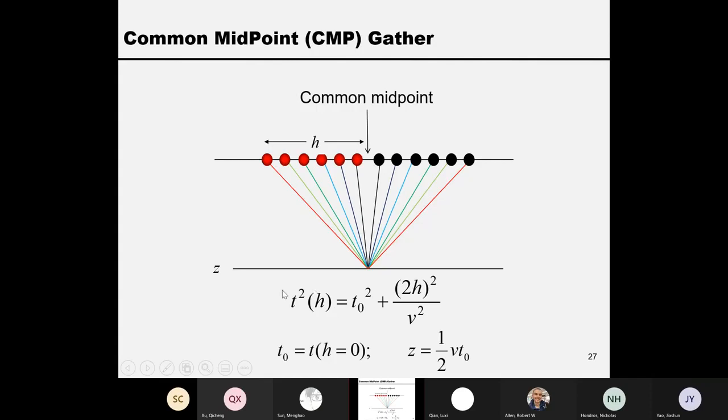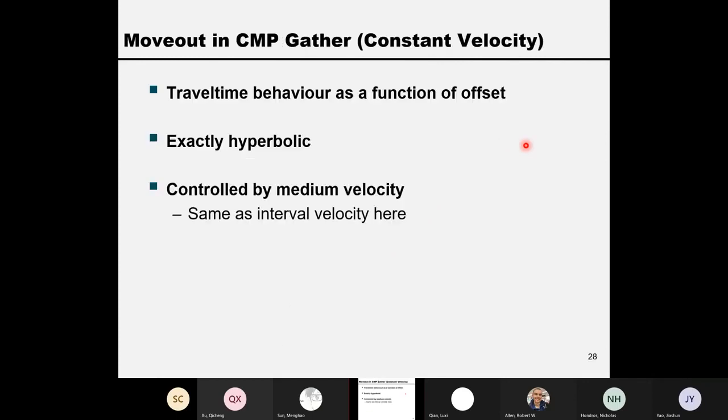That's the average velocity. The travel time will be different. t naught for this depth, t naught is constant. So in this equation, when velocity is constant, I said it's average, right? The variable here is h or 2h. For larger offset, your travel time is generally larger. So this is the travel time behavior as a function of offset.